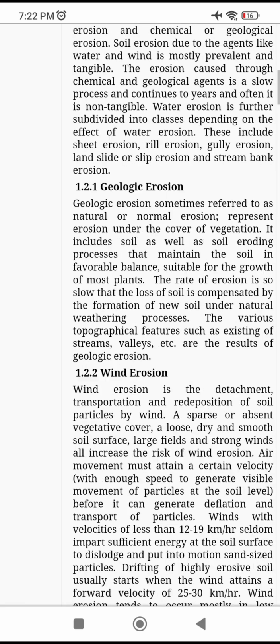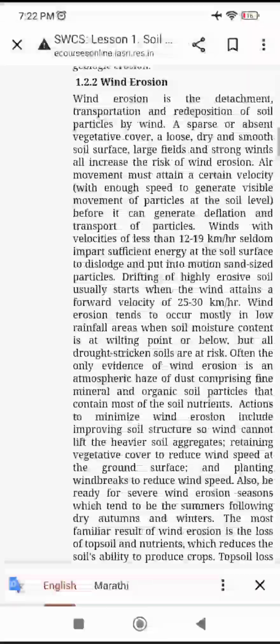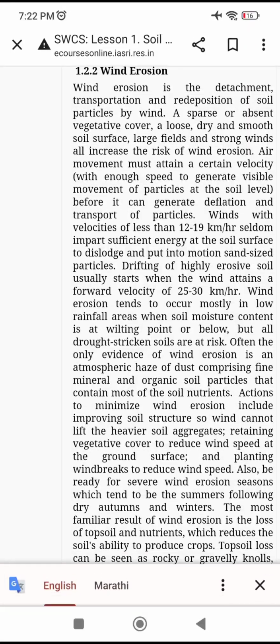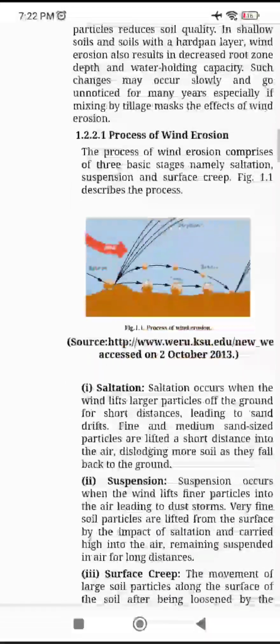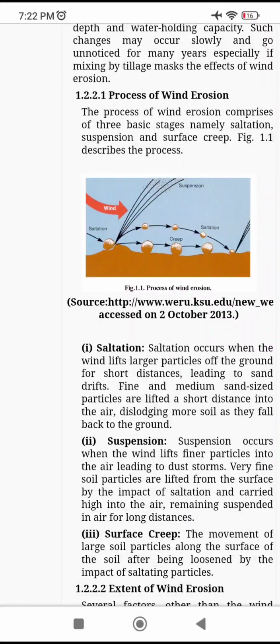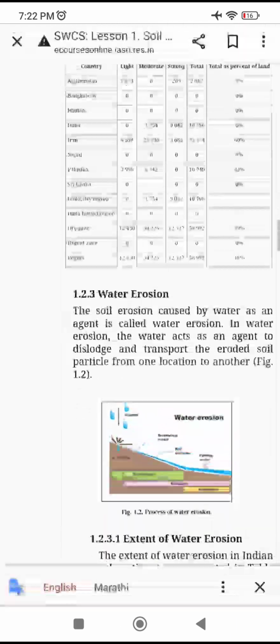Now, types of soil erosion. There are different types of soil erosion. Geologic erosion, sometimes referred to as natural or normal erosion, represents erosion under the cover of vegetation. Then wind erosion, you have seen already this one: detachment, transportation and redeposition of soil particles by wind. Then this is the process of wind erosion: saltation, suspension, surface creep. We have already discussed that one.